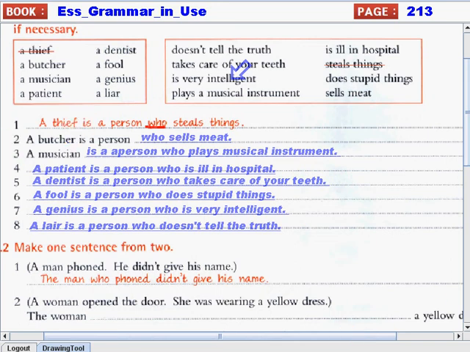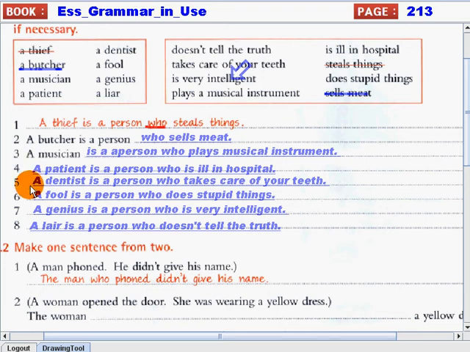Let's have number 2. Well, I hope all your sentences match. Number 2. A butcher is a person who sells meat. A butcher and the phrase who sells meat. I put who before the phrase sells meat, right? Next, a musician is a person who plays musical instruments. And number 4, a patient is a person who is ill in hospital.